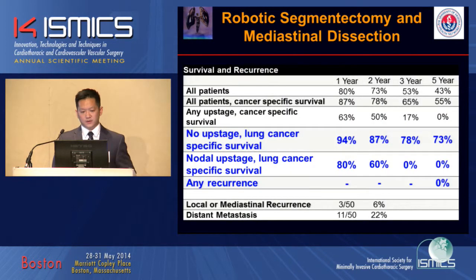By the robot. This sums up pretty much all our survival data. The main point is the first blue line is if you were not upstaged, basically if you were pathologic stage 1 non-small cell lung cancer, you had a 73% survival. Otherwise, things drop off a lot.